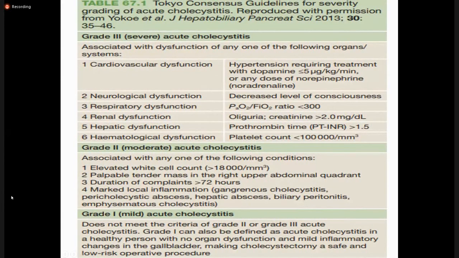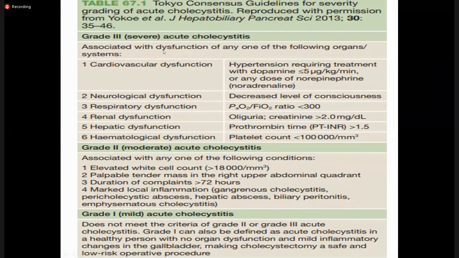Now, this is a very good guideline for severity grading of acute cholecystitis. The mildest form is basically grade 1. It does not meet the criteria of grade 2 or 3, which will be seen further on. Basically, grade 3 is the most severe form of acute cholecystitis. Acute cholecystitis is just inflammation of the gallbladder. It has nothing to do with the stone. It is just inflammation of the wall of the gallbladder that we call acute cholecystitis.